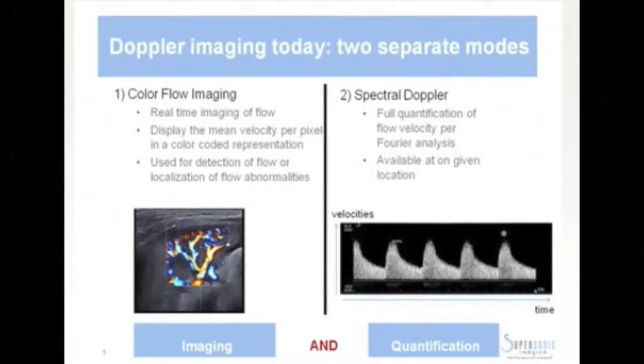Now, the goal of ultrafast Doppler, one of the goals, is to break this compromise between choosing imaging or quantification, and to do both at the same time, imaging and quantification, in a single mode and not two different modes.